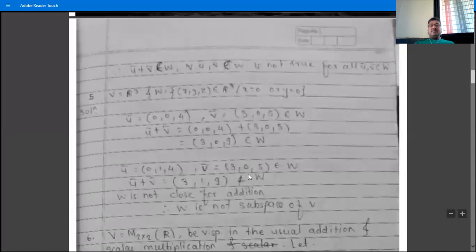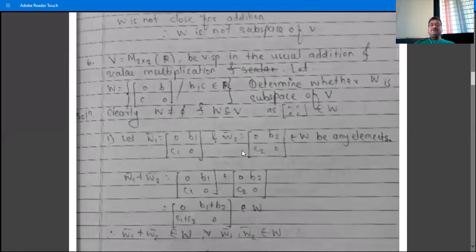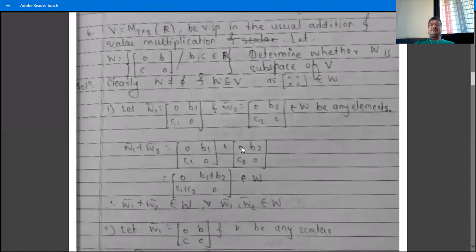And therefore, we have to write the counterexample for the failed condition. That is, either condition number 1 fails for the example, or the second fails, or both. In some examples, both conditions fail for the set. So we have to write a counterexample for the condition which fails for that subset. Okay. So we will see the next example of subspace in the next lecture.